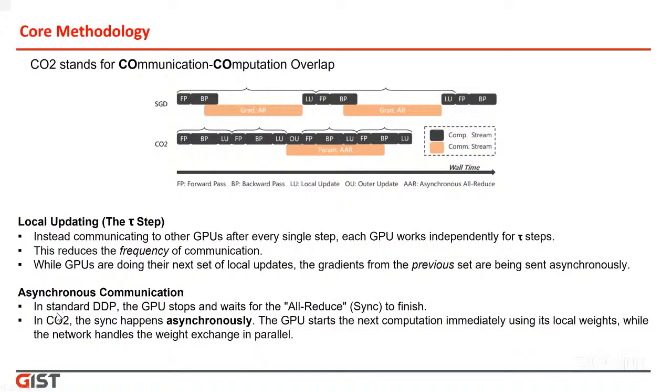In standard DDP, the GPU stops and waits for the all reduce function, which is used in standard DDP training to perform the synchronization. But in CO2, the sync happens asynchronously in parallel. The GPU starts the next computation immediately using its local weights, while the network handles the weight exchange in parallel.